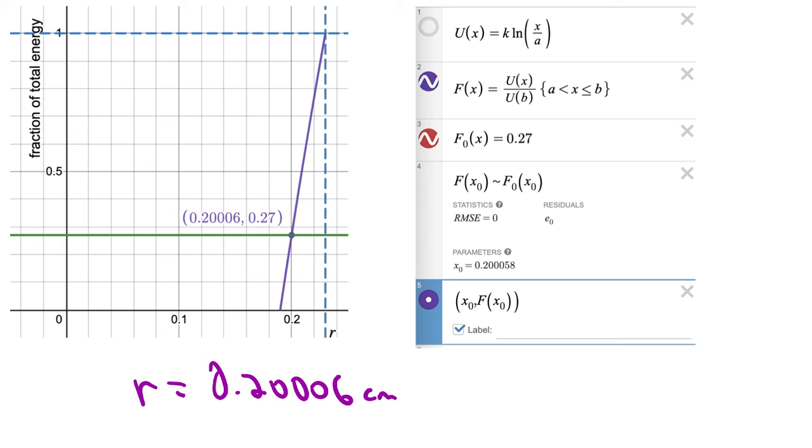0.20006 centimeters, which, given that we only really had 2 digits for the other values, is probably 0.20 centimeters. That makes this problem kind of ludicrous in that it's such a small fraction. If I want roughly a quarter of the energy, I have to go only a tiny bit over. I have no real sense for it, but there we go.